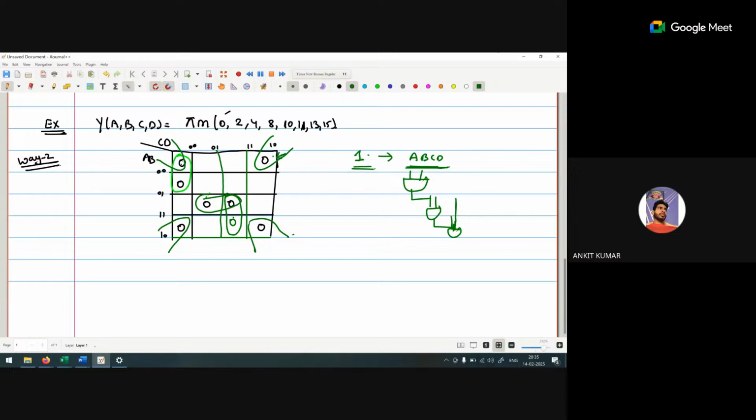Sir, I understand, but I am confused in both scenarios. First we considered the group of two. We are not considering how many times any max term or min term is covered. This is not our priority. Our priority is that we have to maximize the group size. Okay, sir, I understand. Now we are going to write an equation.